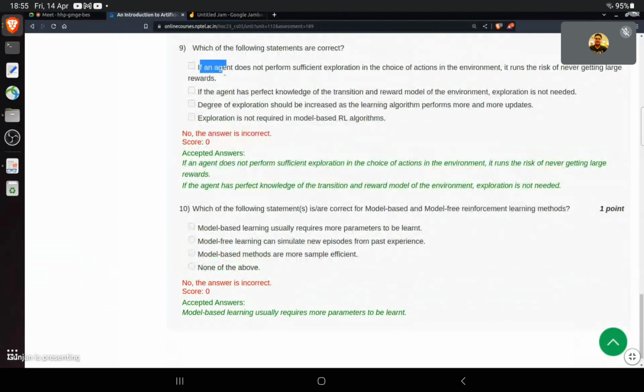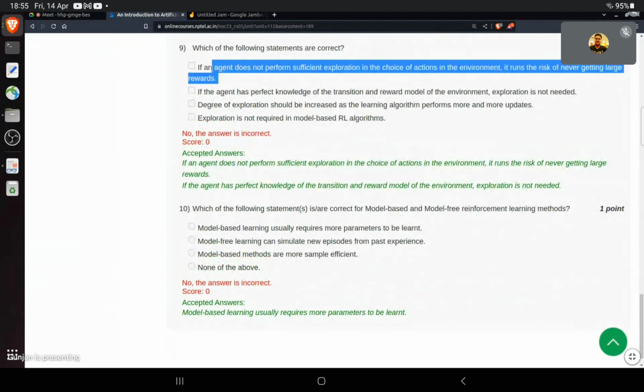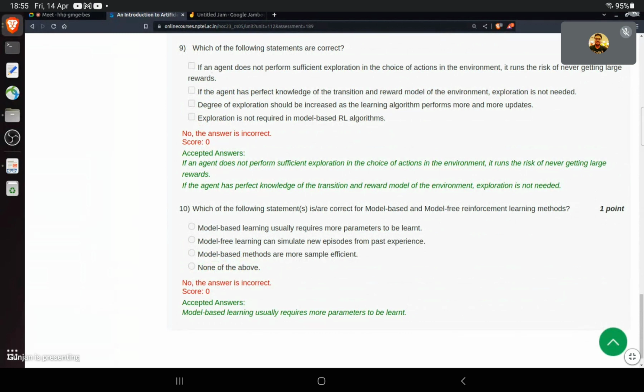Which of the following statements are correct? If an agent does not perform sufficient exploration in choice of actions, it is at risk of never getting large rewards. Yes. If the agent has perfect knowledge of the transition and reward model of the environment, exploration is not needed. That is an obvious thing, correct, because you can directly start exploiting, right? You do not even need to do learning.